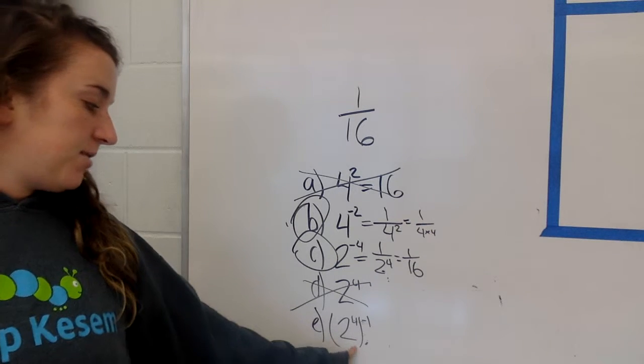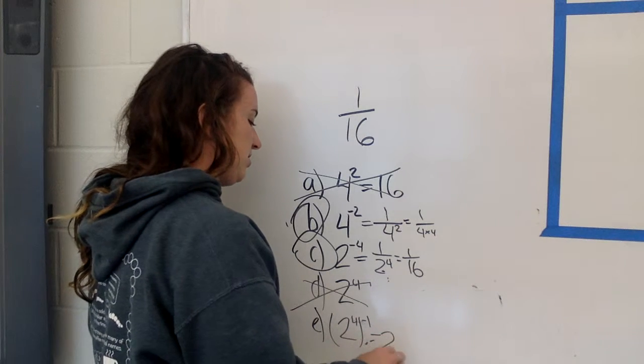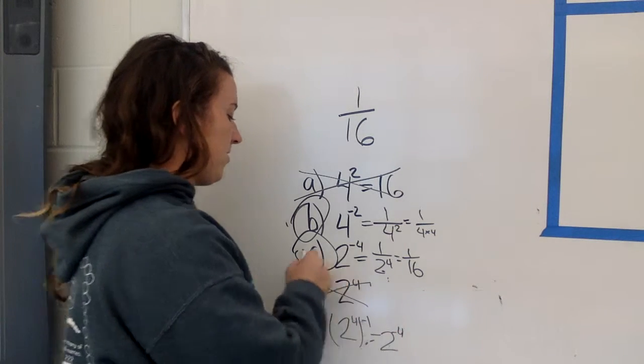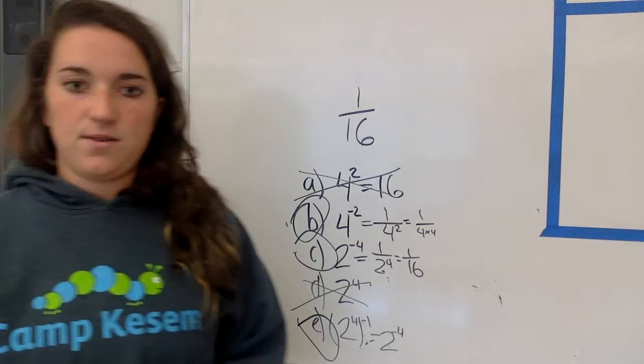When you raise an exponent to another exponent, what do you do? Right, you multiply the exponents. So this is 2 to the -4th power, which we said was equivalent for C. So E is correct as well.